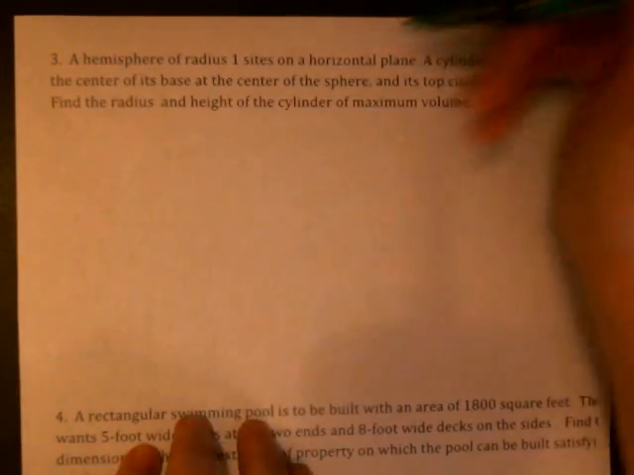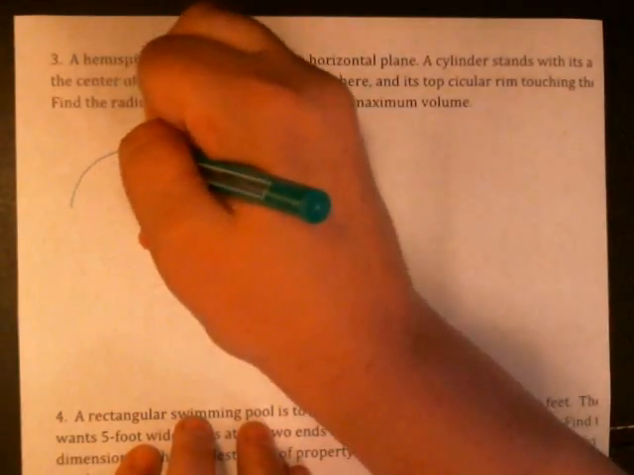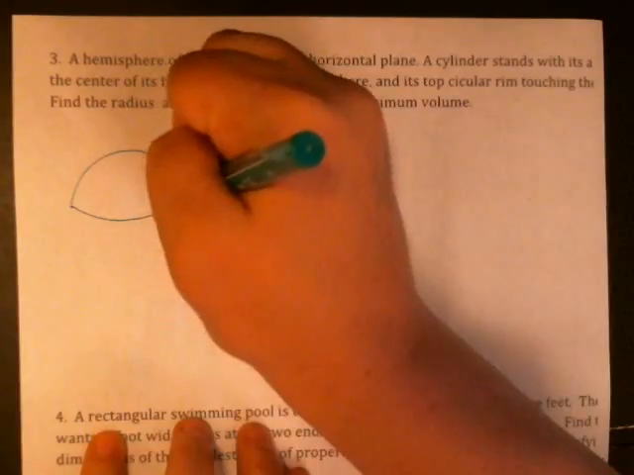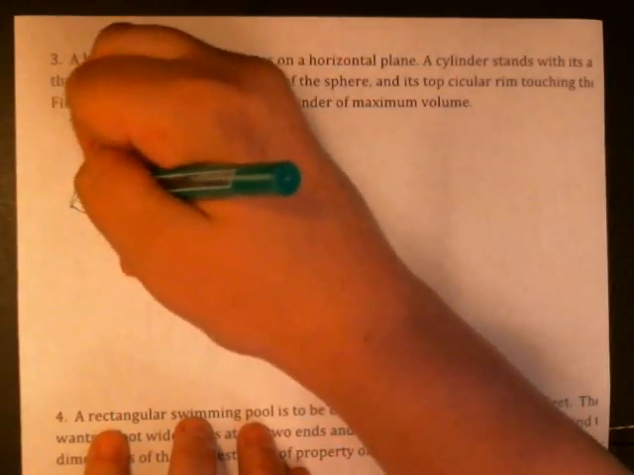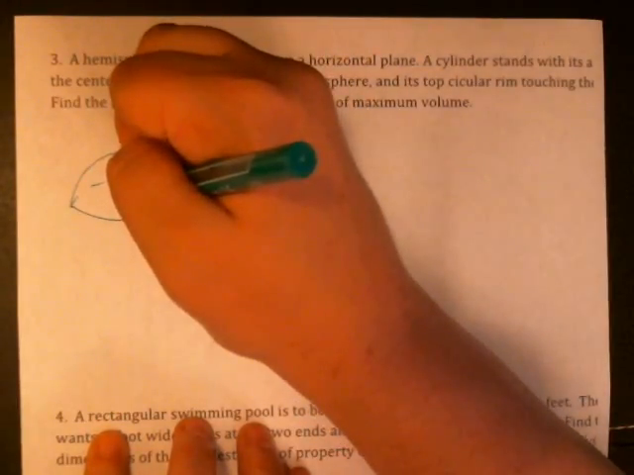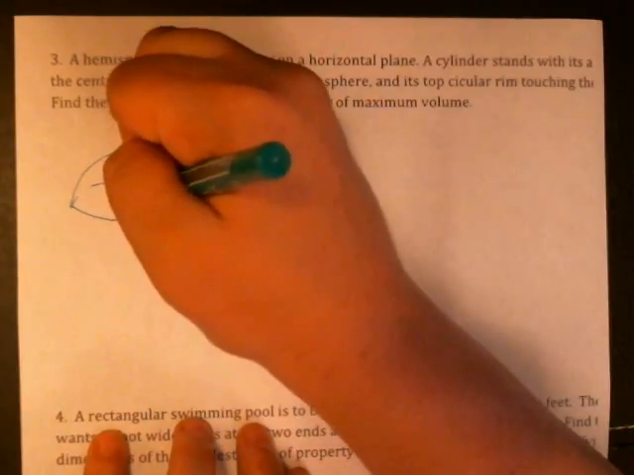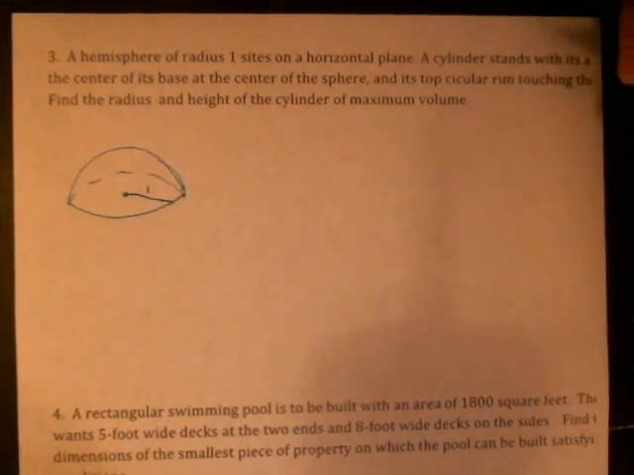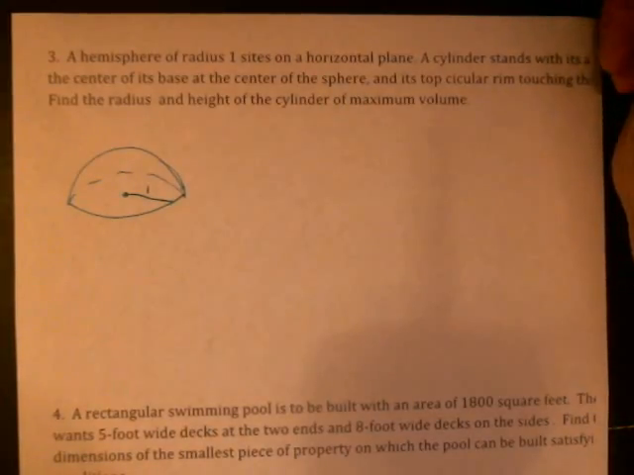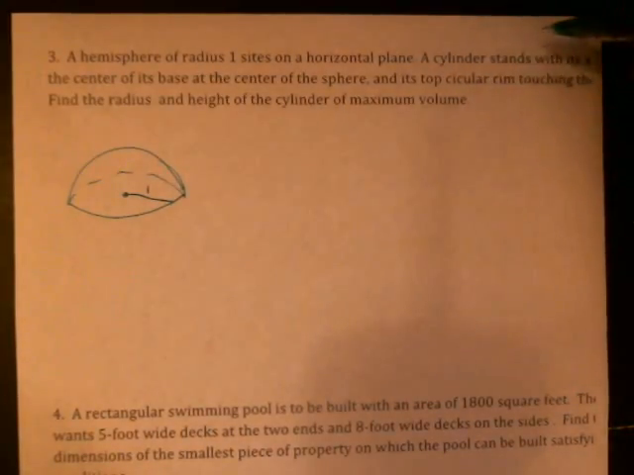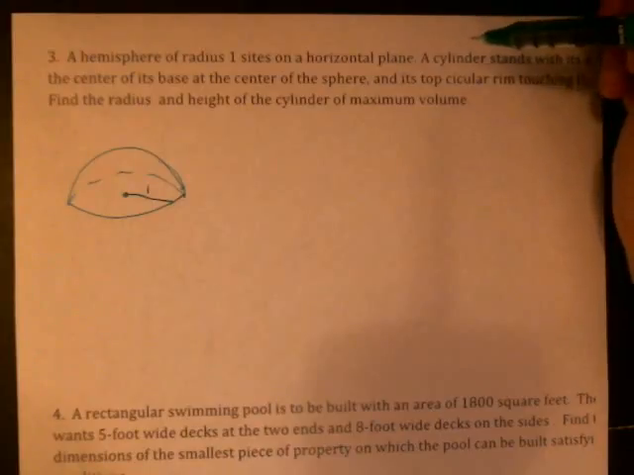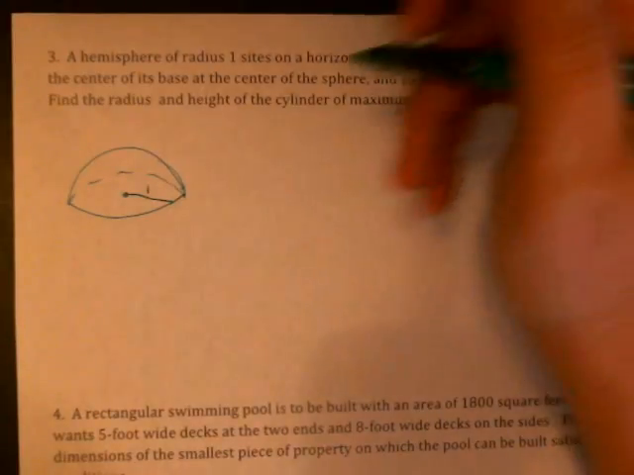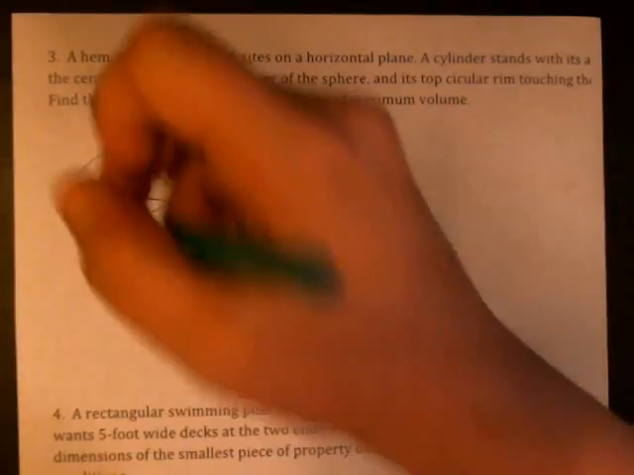Radius 1 sitting on a horizontal plane. So let me try and draw this. Okay. We know that the radius, here, I'll just draw it out this way, is 1. Okay, the cylinder is inside of this hemisphere. It's sitting so that its base is centered at the center of the sphere.